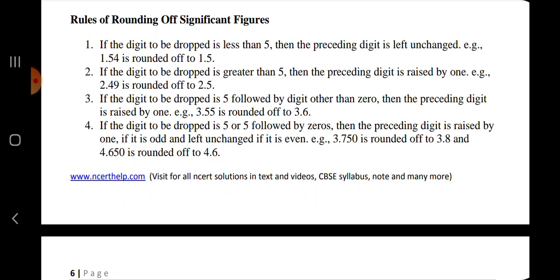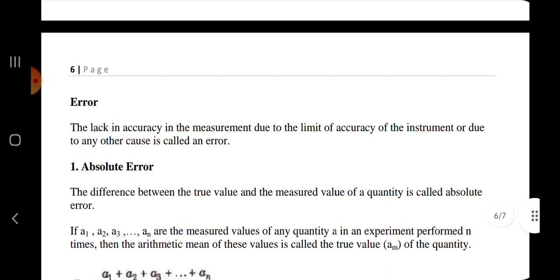If the digit to be dropped is less than 5, then the preceding digit is left unchanged. And if the digit to be dropped is greater than 5, then the preceding digit is raised by 1. And if the digit to be dropped is 5 followed by a digit other than 0, then the preceding digit is raised by 1. Then if the digit to be dropped is 5 or 5 followed by zeros, then the preceding digit is raised by 1 if it is odd and left unchanged if it is even.